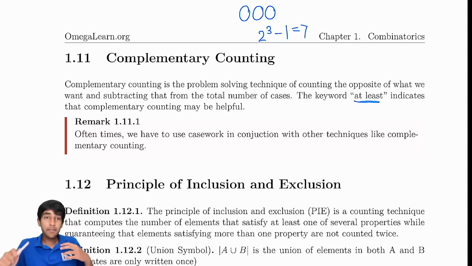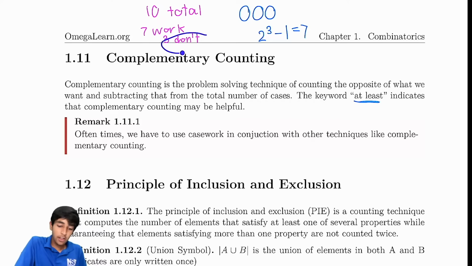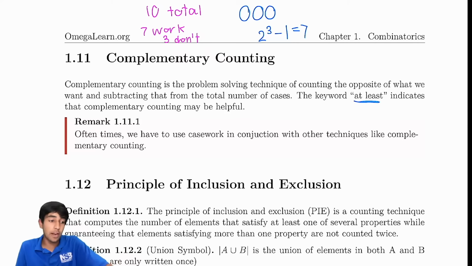But oftentimes there's, let's say, 10 total cases. 7 of them work, 3 don't work. So in this case, it's much easier to look at the cases that don't work because there's less of them, so less work for you. You kind of have to predict, okay, how many cases are there going to be when I just do direct casework? And how many cases am I going to get if I do complementary counting? So you have to decide and judge which will be less work, which will be faster and easier to implement.